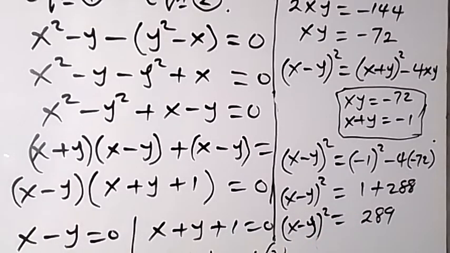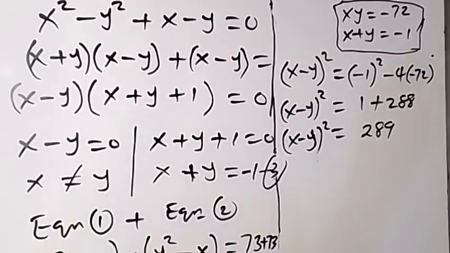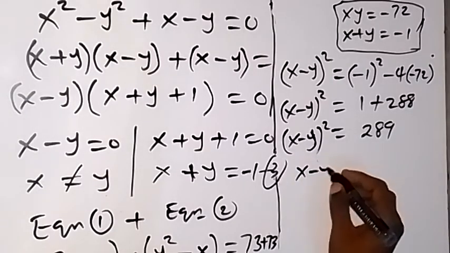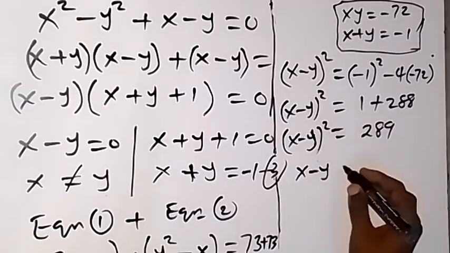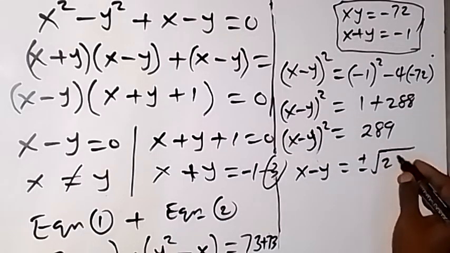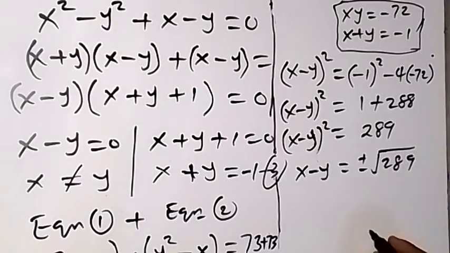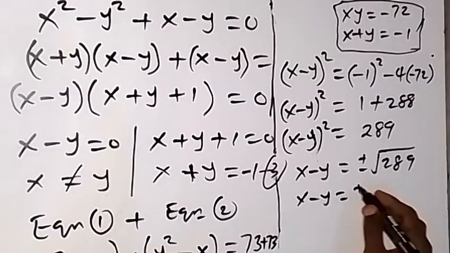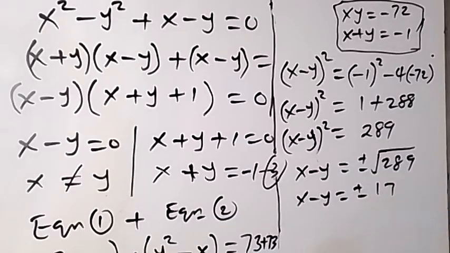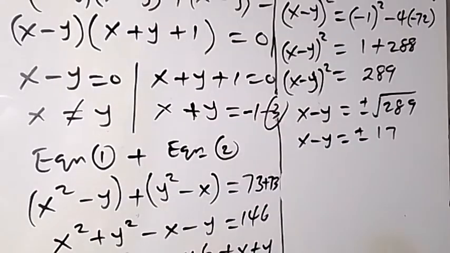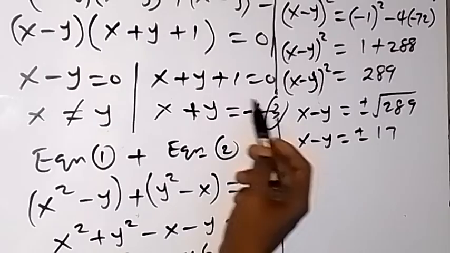And for us to get x minus y from here, we can take the square root on both sides. Square root on this side will give us x minus y, because square will cancel square root. And here we have plus or minus square root of 289. And here we have x minus y equals plus or minus 17. Now, two cases are here. Then we combine each of the cases with equation 3. That is this particular equation 3.